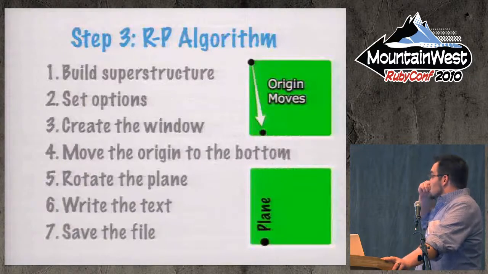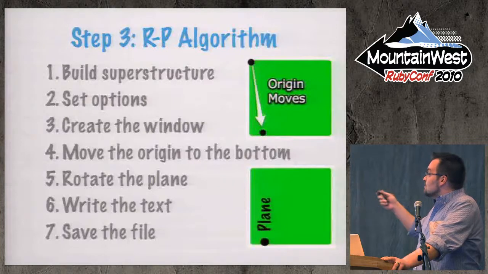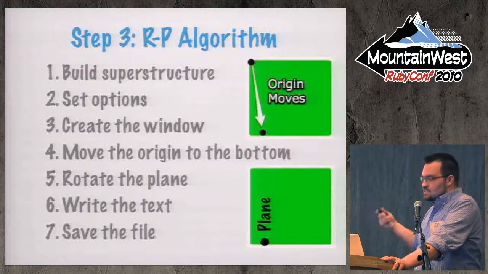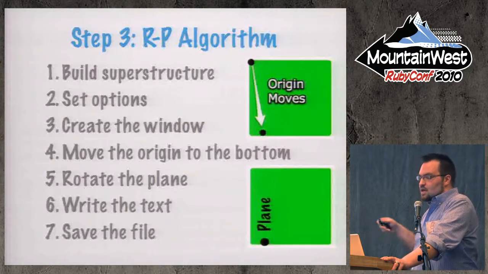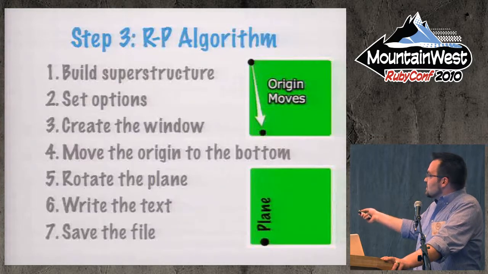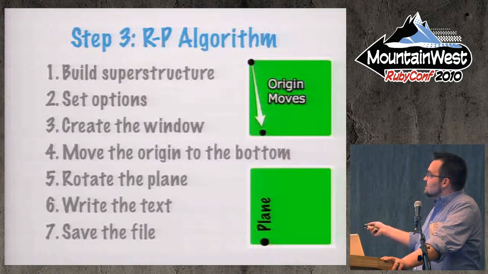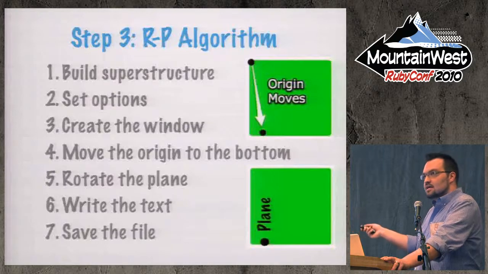This is how the algorithm is going to work. Superstructure, you know, my setup and my draw methods. I'm going to set some default options that could be overridden. I'm then going to create the window. In processing, the window origin 0, 0 is at the top left. I would need to move the origin down to the bottom of the window and a little bit to the right because of text. The origin of this text is the bottom left corner because of the baseline of how text works.